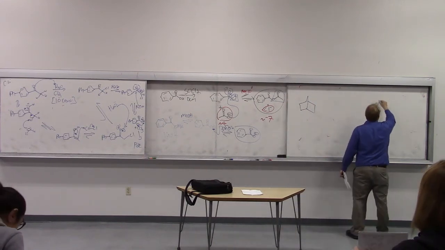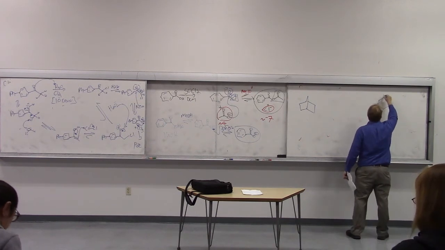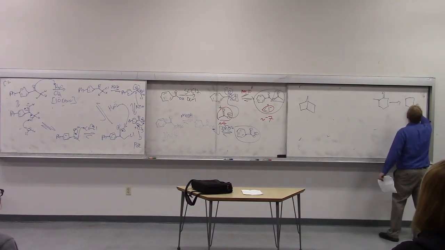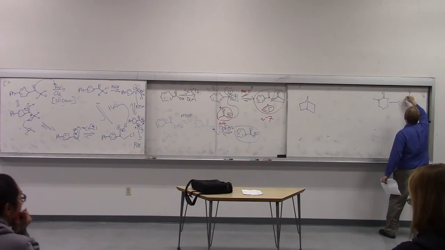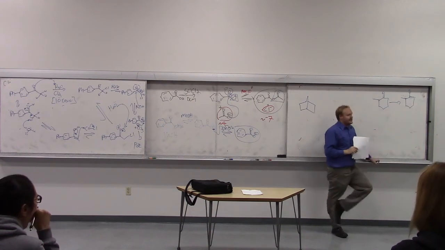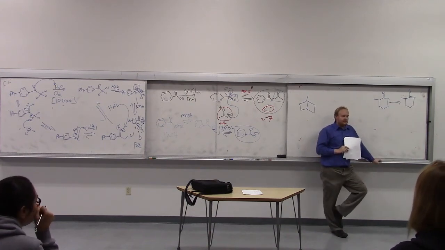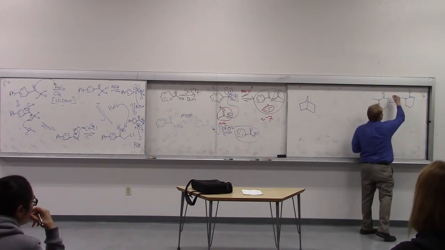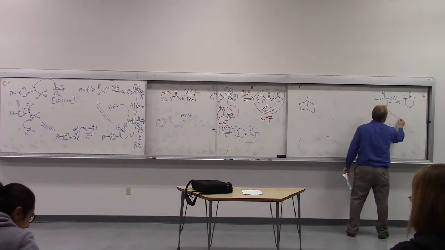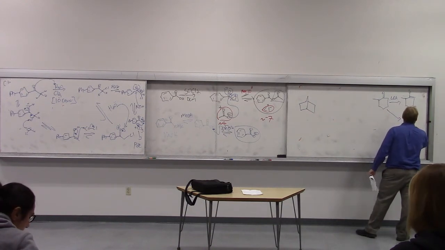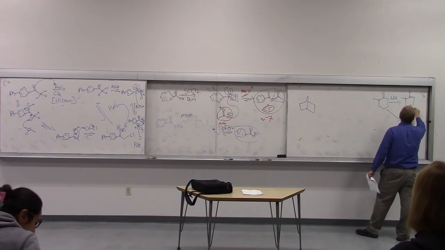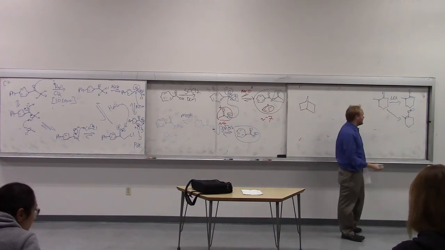So then, first, let me draw a non-symmetrical ketone. What base would we use to get the less substituted enolate from a non-symmetrical ketone? What base would we use to get the more substituted enolate? Sodium methoxide, yeah, a weaker base. Again, kinetic versus thermodynamic situation.